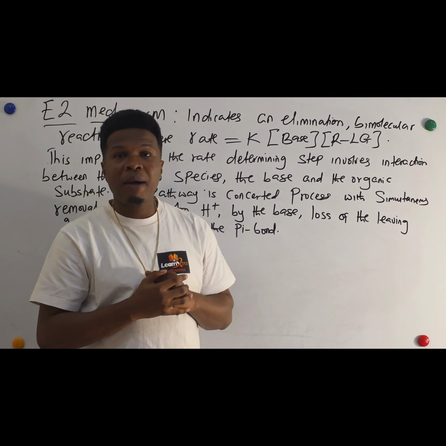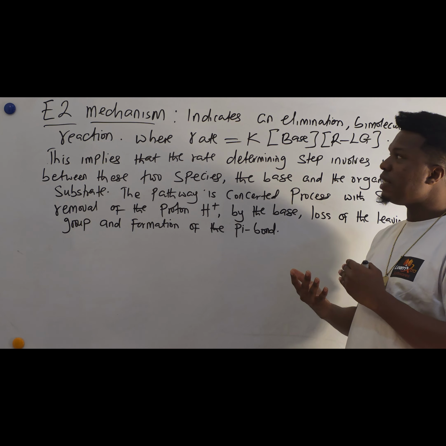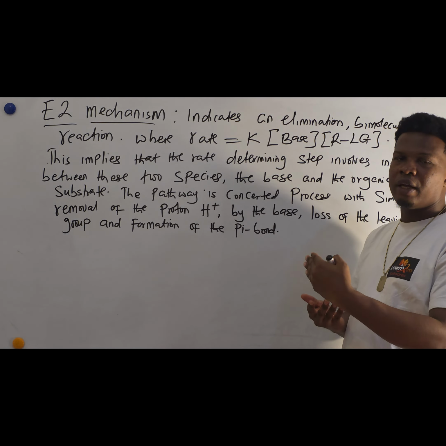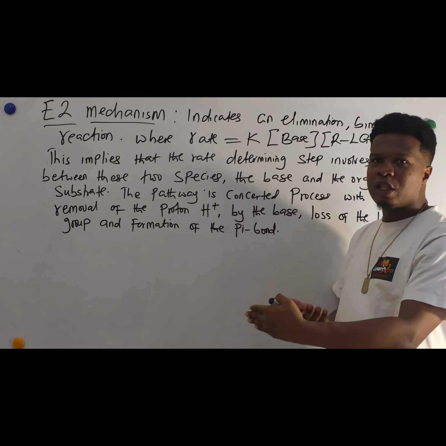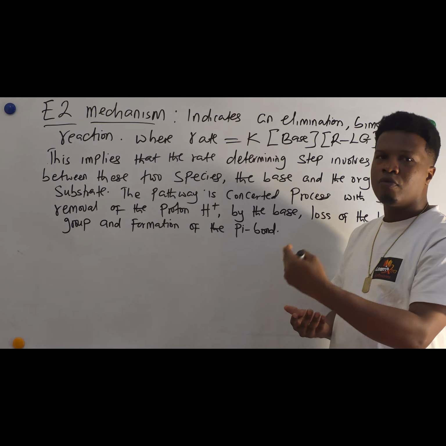Okay. So today we're talking about E2. Remember I talked about the E1 mechanism. For the E1 mechanism, it is a stepwise reaction. Loss of the leaving group, then the carbocation is being formed, and then the carbocation is being deprotonated by the base to form the alkene.